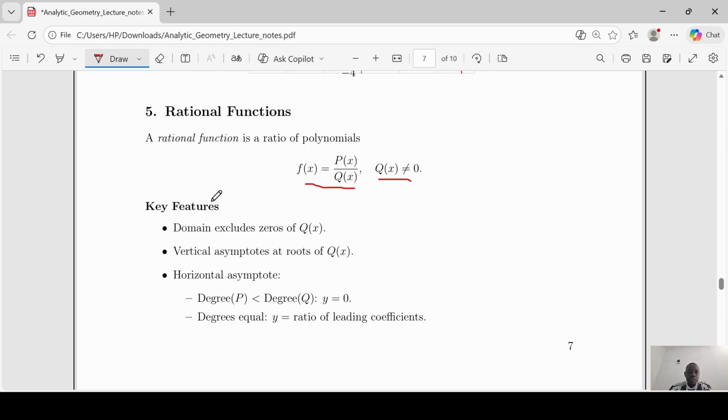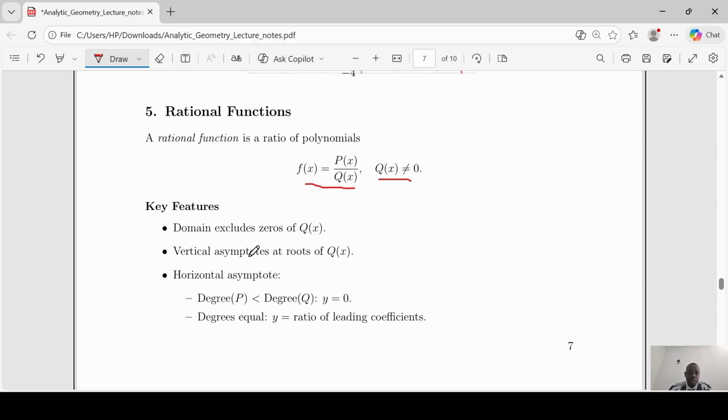Let's look at some key features of rational functions. One, the domain should exclude zeros of q of x. That means at any point where q of x is equal to 0, the function is not defined, so it's not part of the domain. We have the asymptotes. The asymptotes are just lines in the graph related to the function where the function is not defined. You will see that the curve will not touch the line called the asymptote. So at the asymptotes, this f of x is not defined.